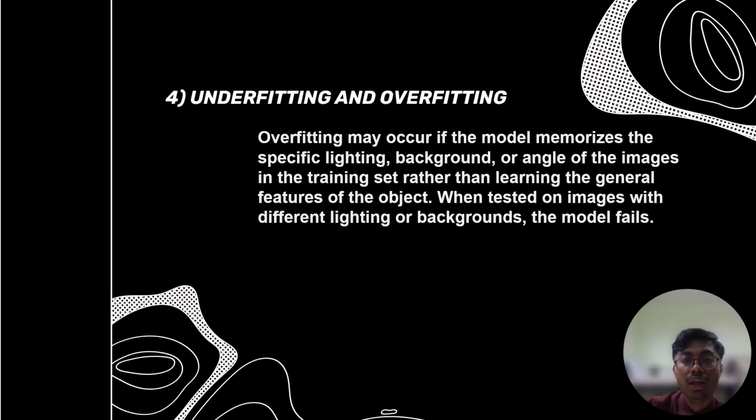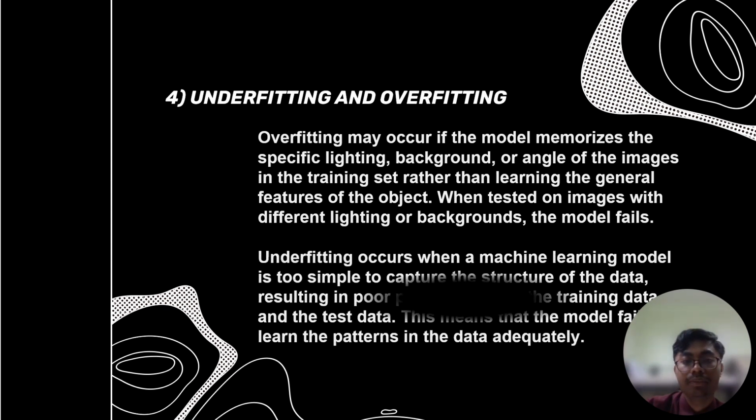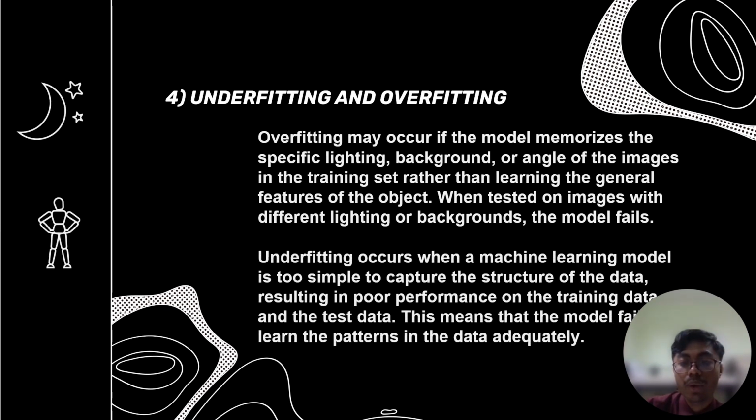Overfitting and underfitting. Overfitting occurs when the model memorizes the specific lighting, background, or angle of the image in the training rather than learning the general features of the object. Underfitting occurs when a machine learning model is too simple to capture the structure of the data, resulting in poor performance on the training data and the test data.